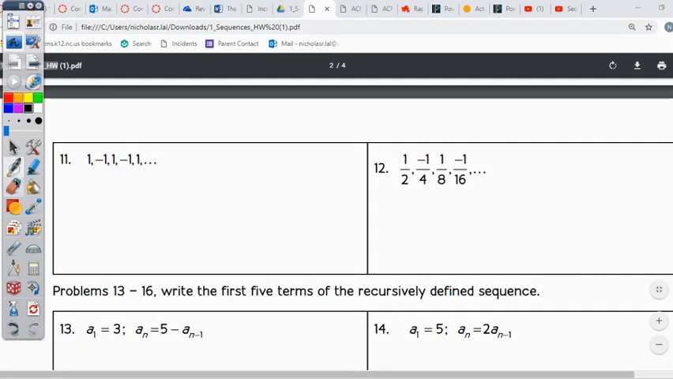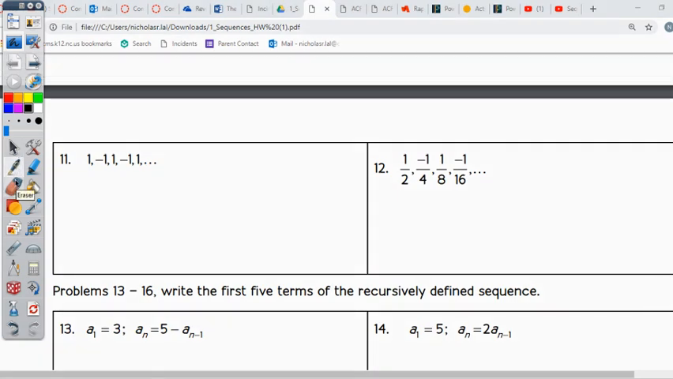All right. Here we have a pattern of 1, negative 1, 1, negative 1, 1, dot, dot, dot. Landon, what are your thoughts? I think it's negative 1 to the n plus 1 power. All right. That's very good, and that is correct. So, once again, we have a_n is equal to negative 1 to the n plus 1 power.